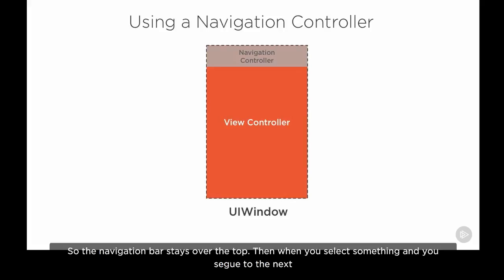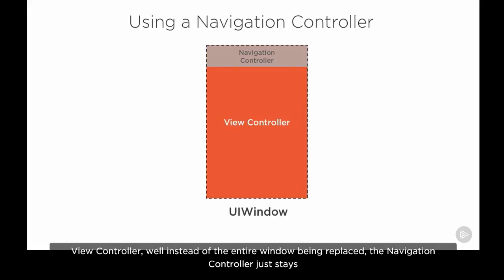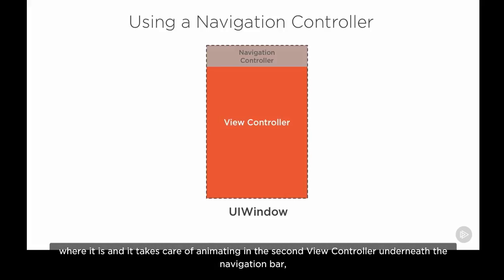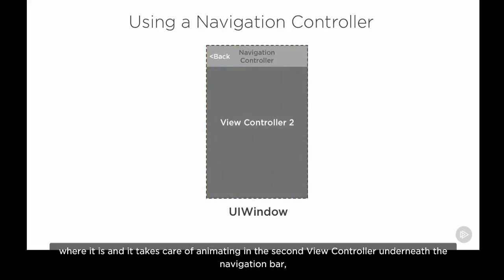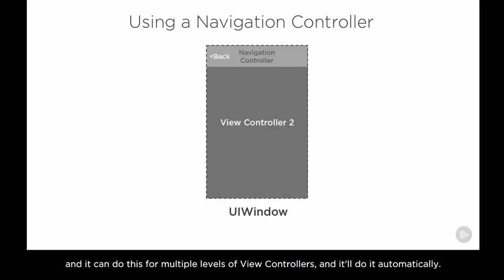Then when you select something and you segue to the next view controller, well, instead of the entire window being replaced, the navigation controller just stays where it is, and it takes care of animating in the second view controller underneath the navigation bar, doing that push segue from right to the left. It'll also generate a back button up to the previous level, and it can do this for multiple levels of view controllers, and it'll do it automatically.